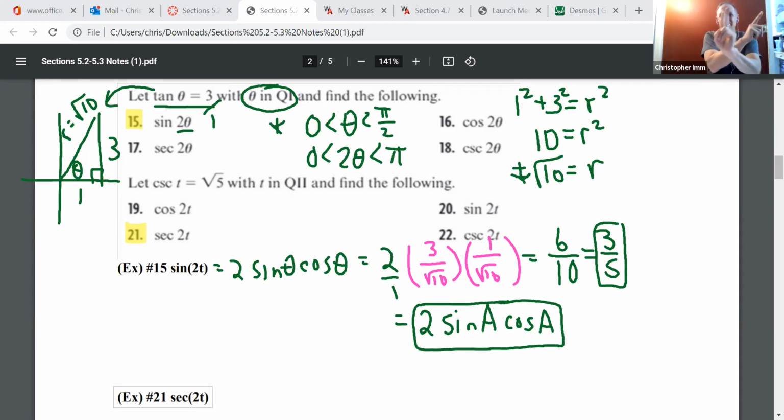So it's either in 1 or 2. Sorry, I think I'm mirrored actually. So quadrant 1 or 2. And so we have to figure out which one we're in. So we're looking at sine. We get a positive answer for sine of 2t, or 2 theta. So where is sine positive, in quadrant 1 or 2?